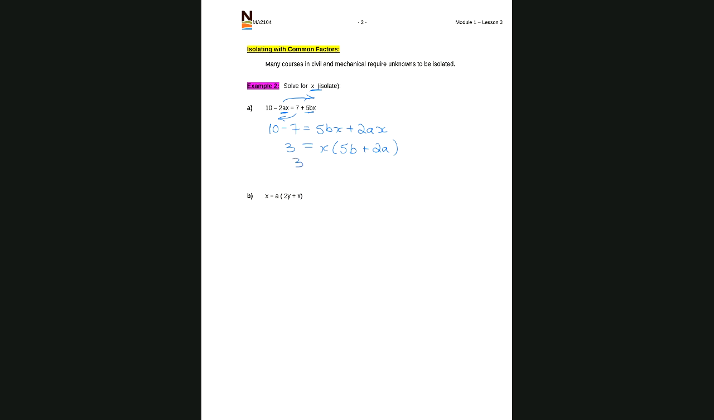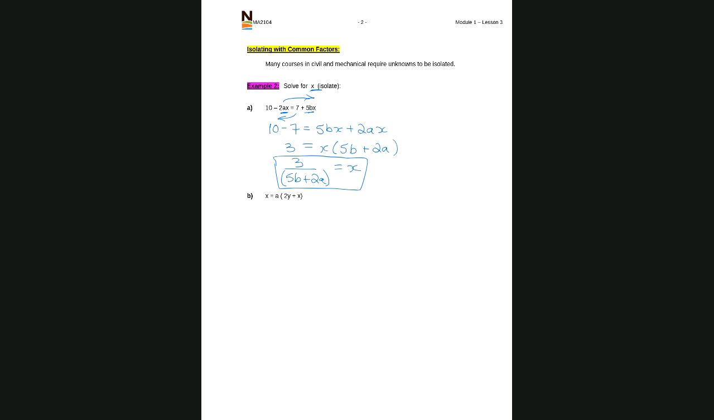So now if I want to isolate x, I divide each side by the bracket. Dividing this side by the bracket, you don't really have to write the bracket here. And on the right side, the brackets will simplify. And that is your x. We don't know the values of a and b, but that's okay. We want to find x.